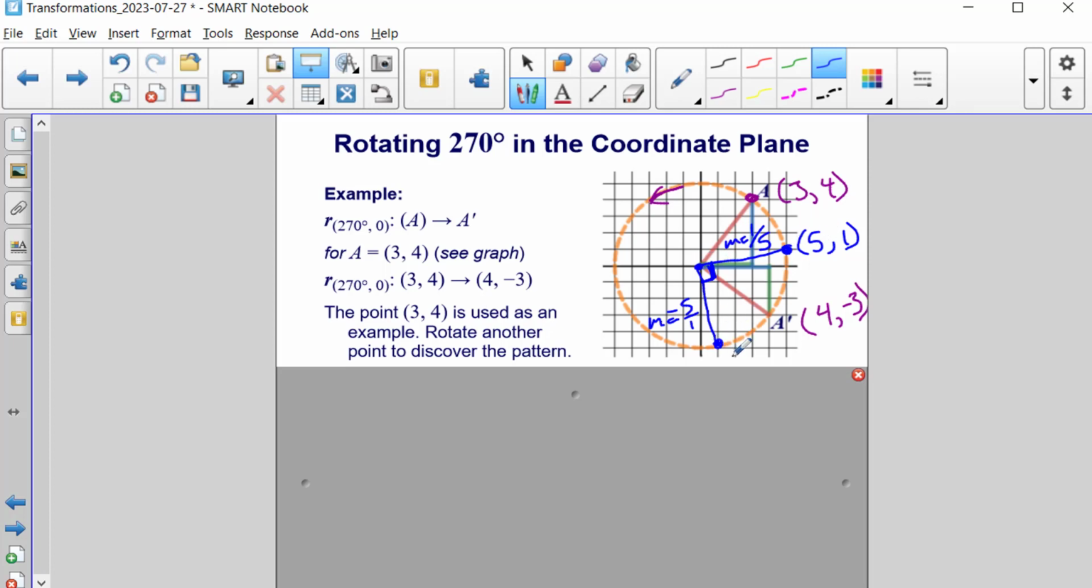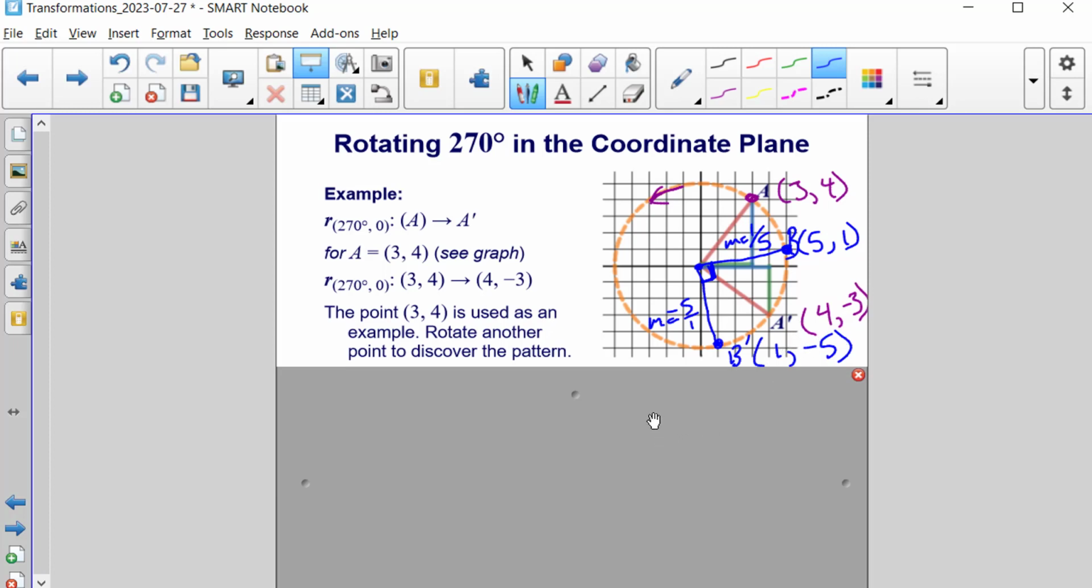So this new point, I'll call the first one B. So this one will be B prime. Its coordinates are 1, -5. So we went from 3, 4 to 4, -3, and we went from 5, 1 to 1, -5.